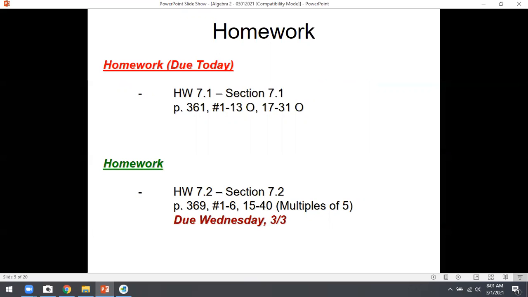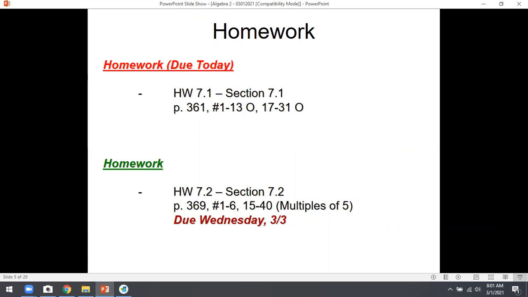I would encourage you to do this one on paper. The more you do on paper, the better it is for you. Very strong correlation between those who do it on paper and those who do well on tests. Very strong correlation.